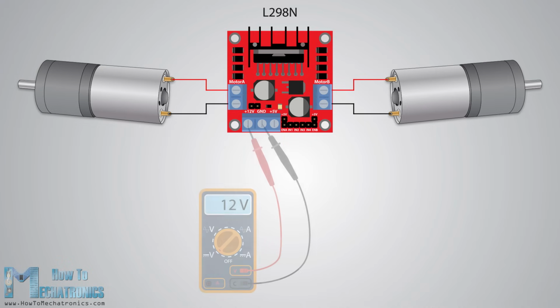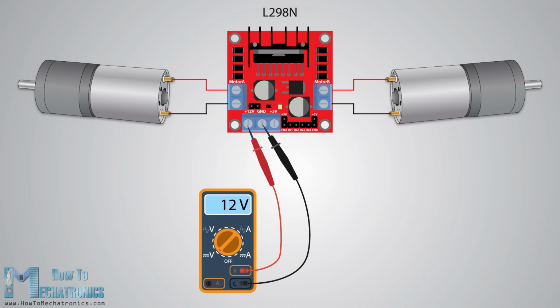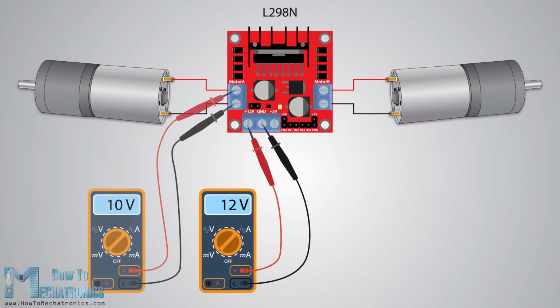We can note here that the IC makes a voltage drop of about 2V. So, for example, if we use a 12V power supply, the voltage at the motor's terminal will be about 10V, which means that we won't be able to get the maximum speed out of our 12V DC motor.